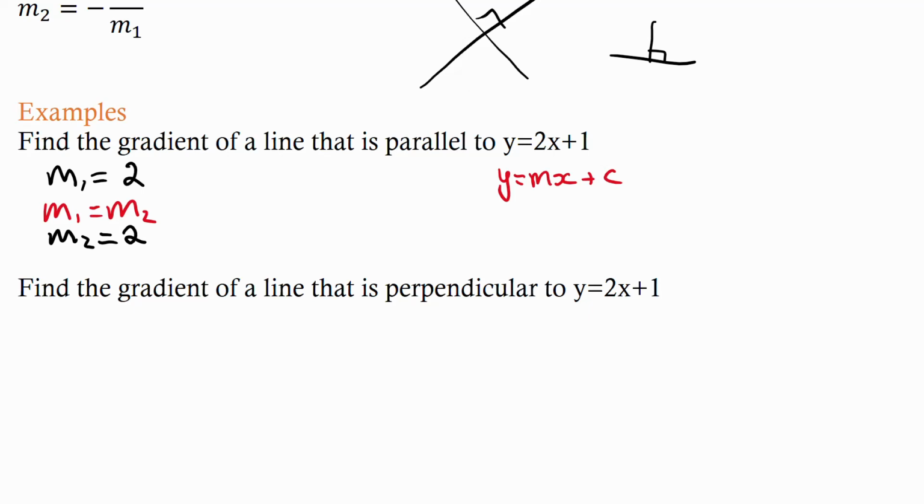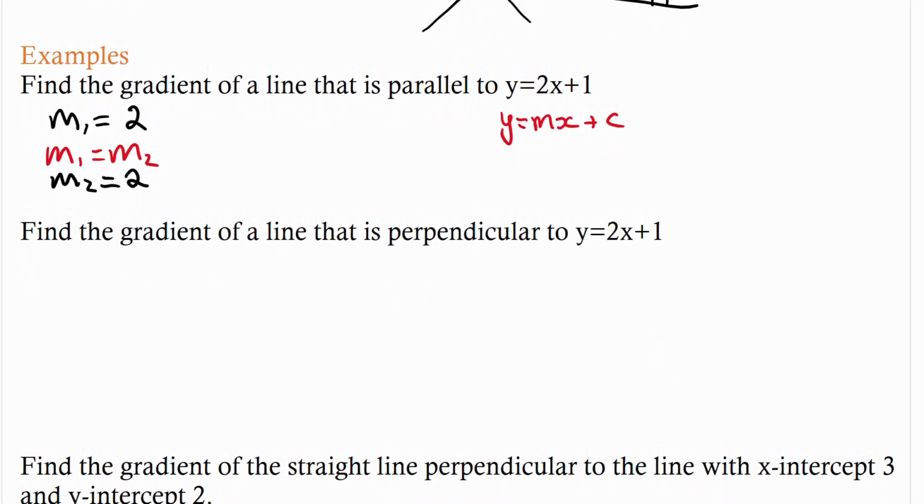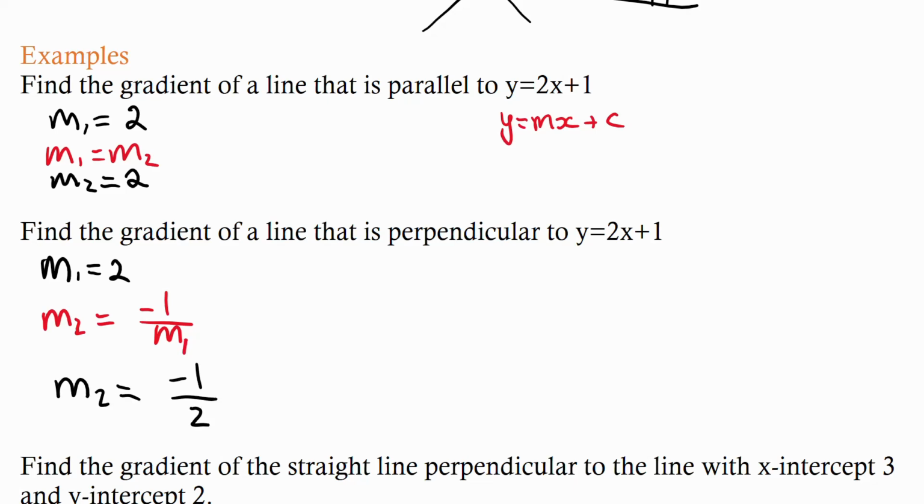m1 equals m2. Perpendicular lines. Here we need to find the gradient of a line that is perpendicular to y equals 2x plus 1. Now we've already found what m1 is, so I'm going to write that down. m1 equals 2. And we know the formula for this is m2 equals negative 1 over m1. If I substitute these in, we know that m2 is going to be negative 1 over 2. So the gradient of a line that's perpendicular to y equals 2x plus 1 is negative 1 over 2, or negative a half.